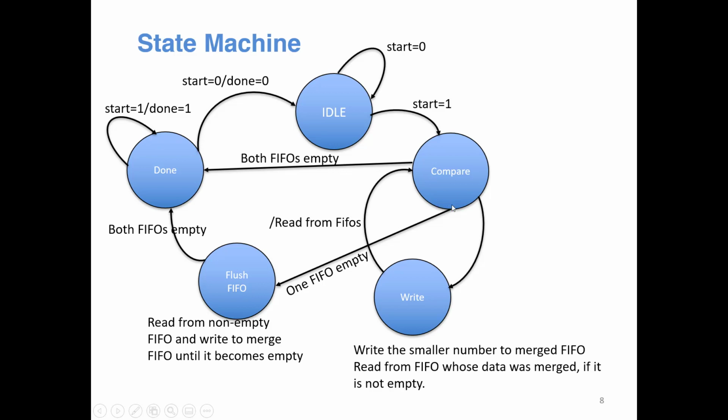Now if only one of the FIFOs becomes empty, you will go to this state, flush FIFO, and you will continuously read from that non-empty FIFO and keep writing to the merge FIFO. Once both FIFOs become empty, you will go to the done state, and eventually you will go back to the idle state. Okay, so this is the theory behind it. Now we will see how to do the actual hardware implementation.